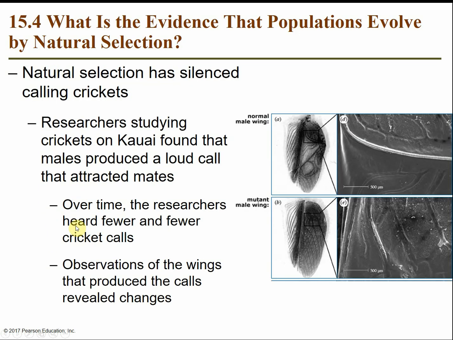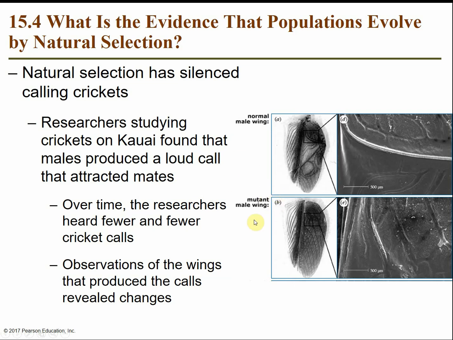So another example is in cricket wings. We know crickets chirp, crickets make noise. In one particular location, they found that their crickets had stopped calling. So we were hearing fewer cricket calls. The male crickets issue the call to try to attract a mate. So pretty much every bug and bird and animal that you hear chirping and chittering outside in nature, they're all trying to find a mate, right, attract a mate.